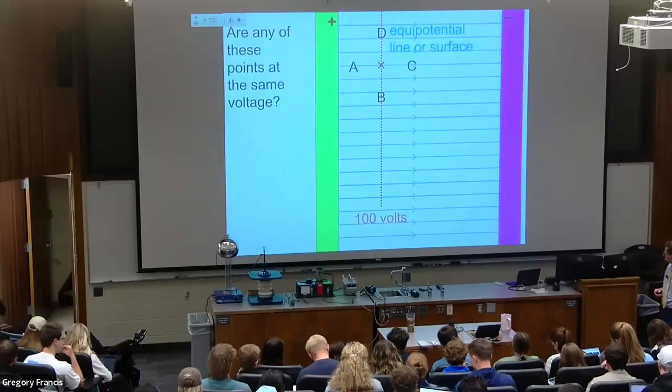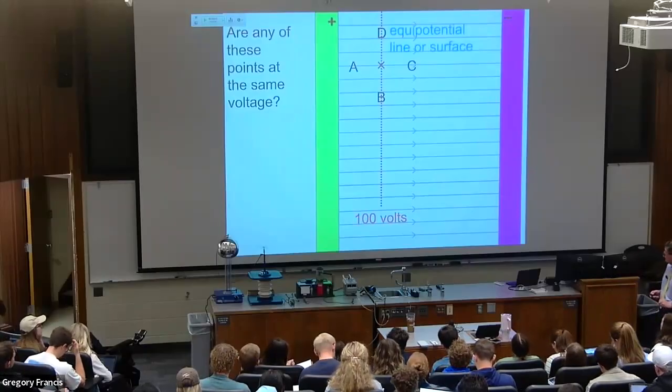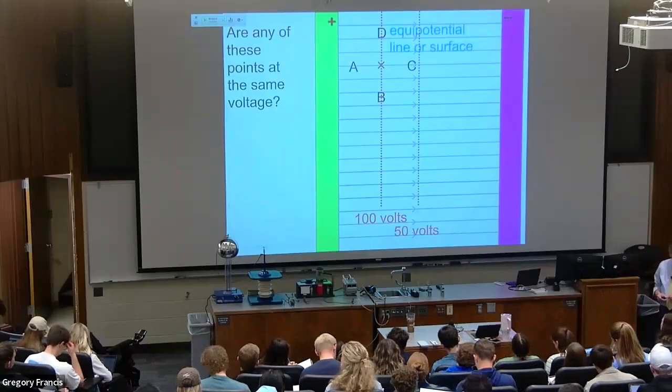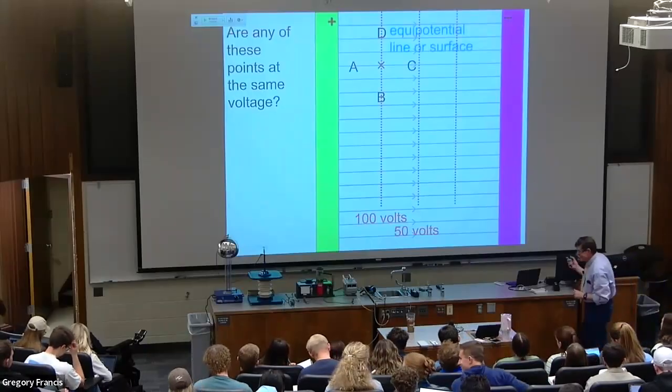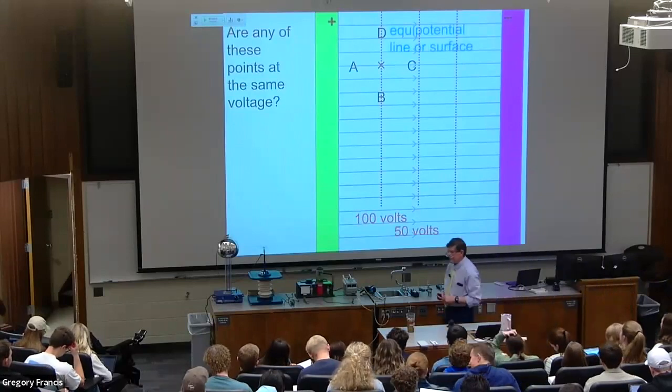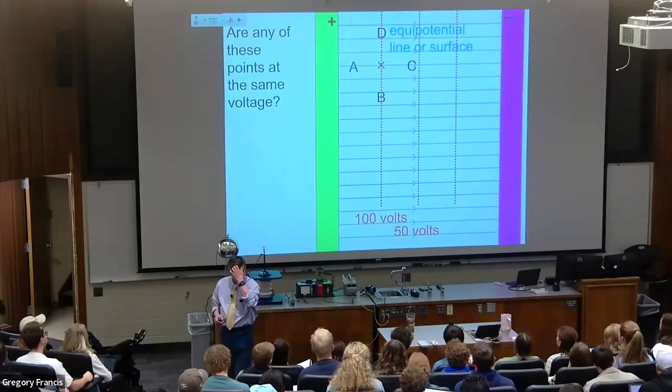Okay. Now, if I told you that every point on that surface, that dashed line, was 100 volts, and that every point on this surface was 50 volts, and I asked you, what's the voltage on that surface? Tell your neighbor real quick. What is it? What's it got to be?